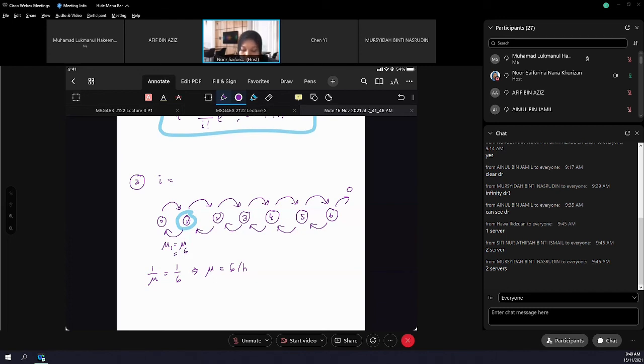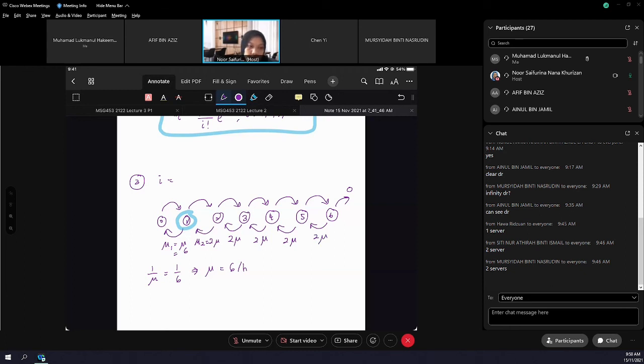But when you have 2 customers in the system, both of your servers or clerks will do their job, so your service rate will become 2 mu. So what about when we have 3 customers in the system? What is the service rate? It is still 2 mu because you only have 2 servers. It will not be 3 mu because you don't have 3 servers. The same for state 4, state 5, and state 6.